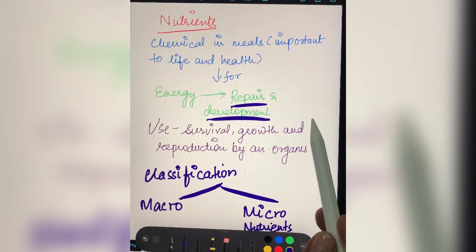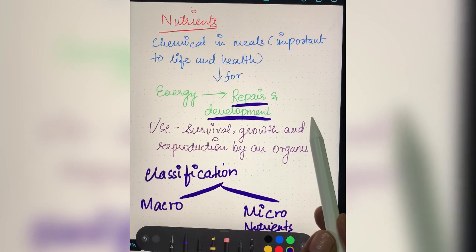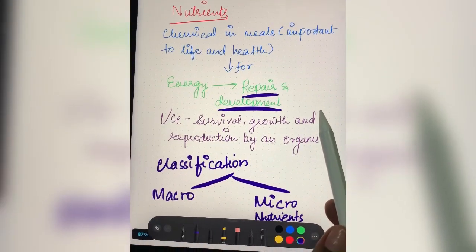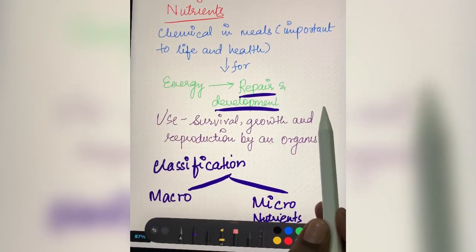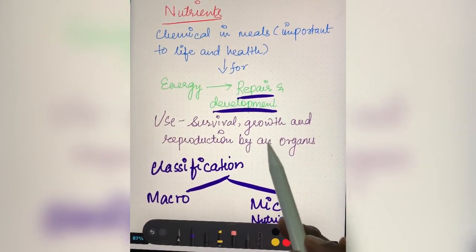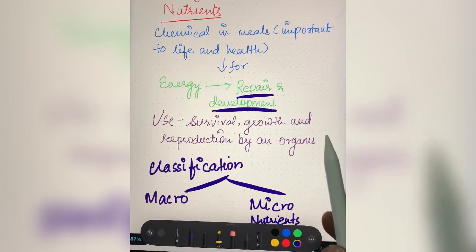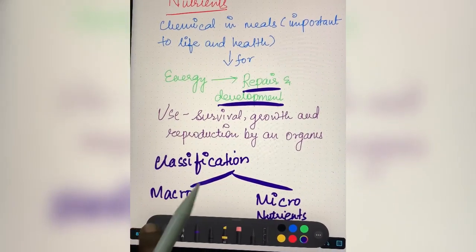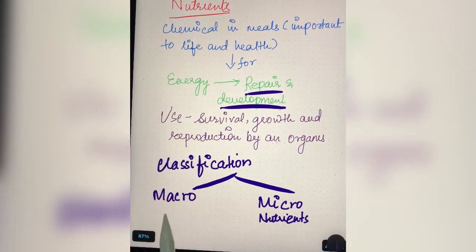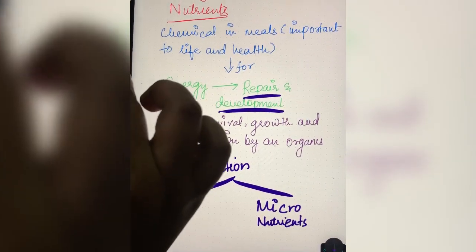So suppose any injury occurs or any damage occurs to any of the body parts, nutrients play a very vital and important role. They help in the reproduction and regeneration of that organ or that system also. Nutrients are divided mainly into two classes, that is macronutrients and micronutrients. So we'll quickly talk about macro and micronutrients.